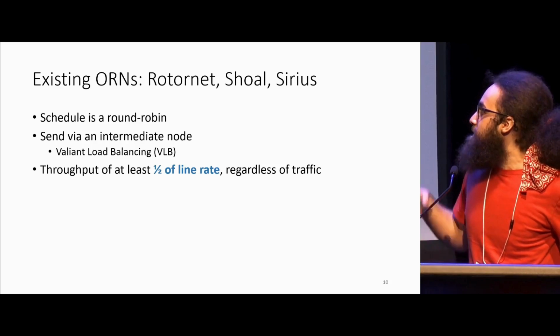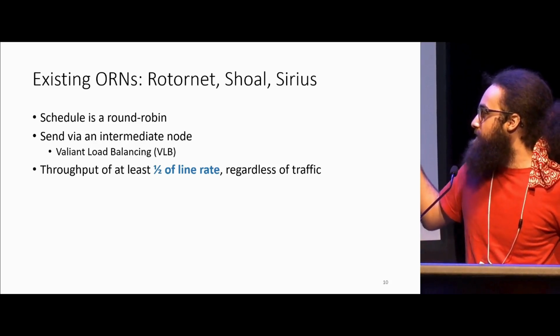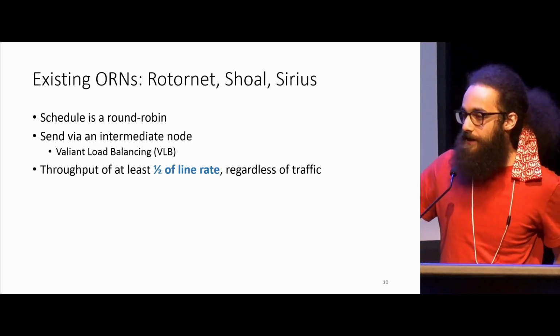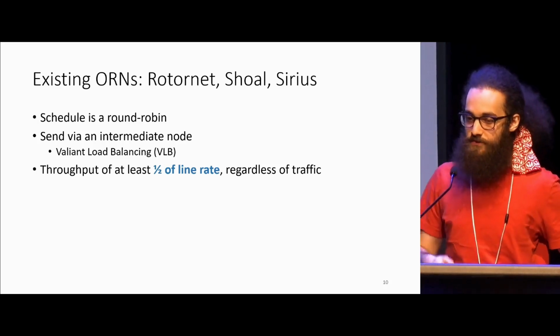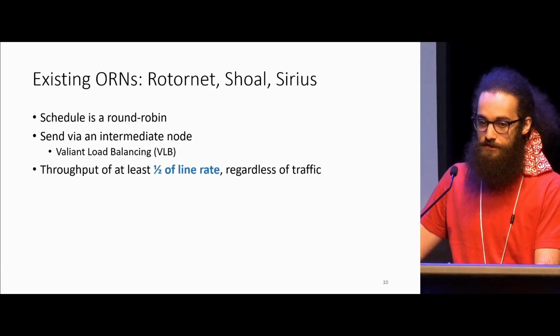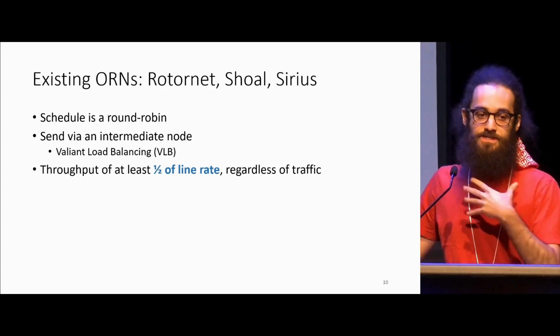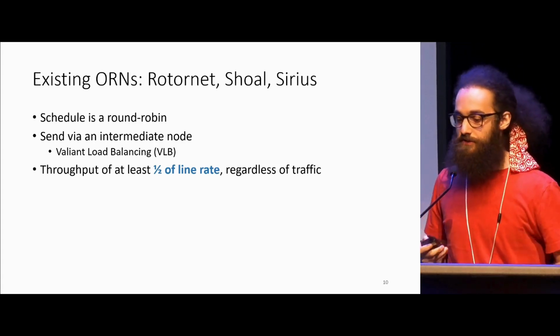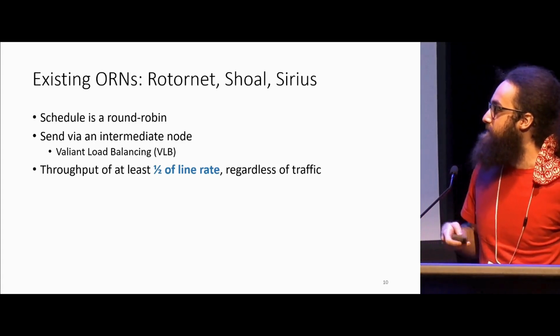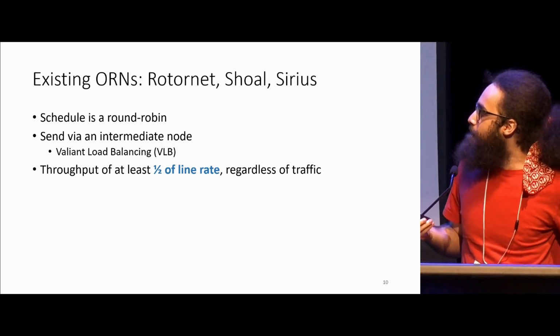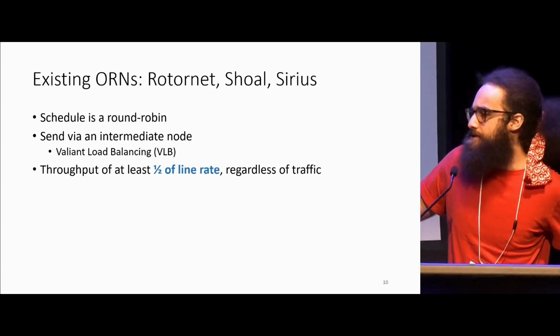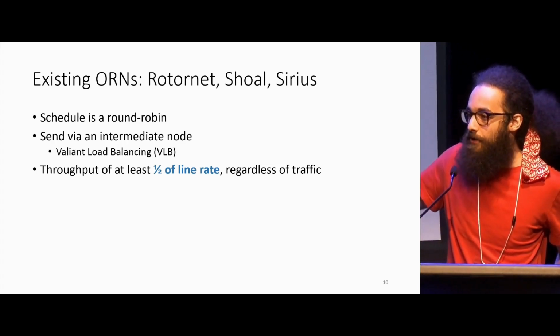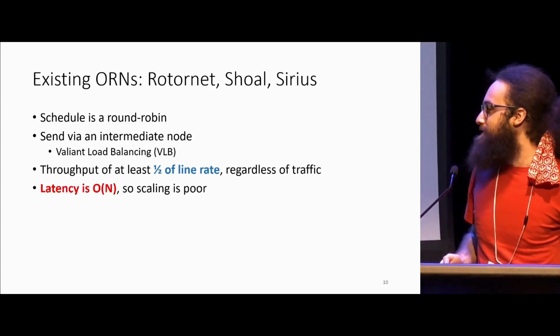That means these existing systems are always able to guarantee a throughput that is at least half of the line rate, because half of the hops are those first spraying hops to reach the intermediate node, and half of them are the direct hops to reach the destination node. So half of those hops are actually giving us destination throughput. At the same time, although this throughput is really nice and high for ORNs, the latency is not that great. It's O of n.